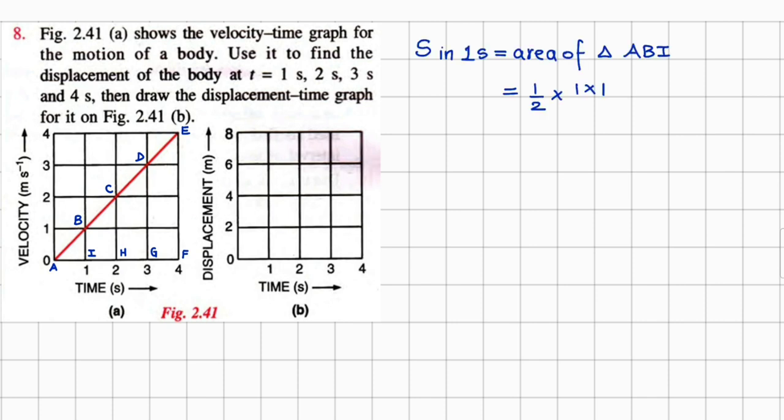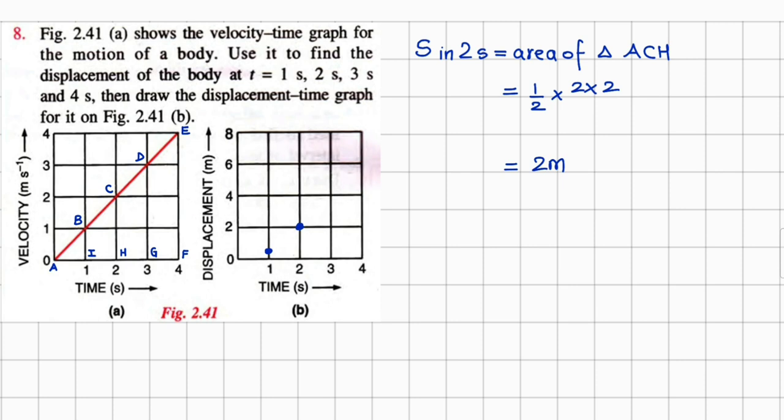And that is equal to half into base into height. Base is 1, height is 1. Hence the answer is 0.5 meters. Simultaneously, I'll be plotting this on the graph, displacement time graph. After 1 second, it is 0.5 meters. Similarly, displacement after 2 seconds. For that, it will be area of triangle ACH. And that turns out to be 2 meters. Let us mark that also. After 2 seconds, it is 2 meters. Here it will be. This is after 2 seconds.